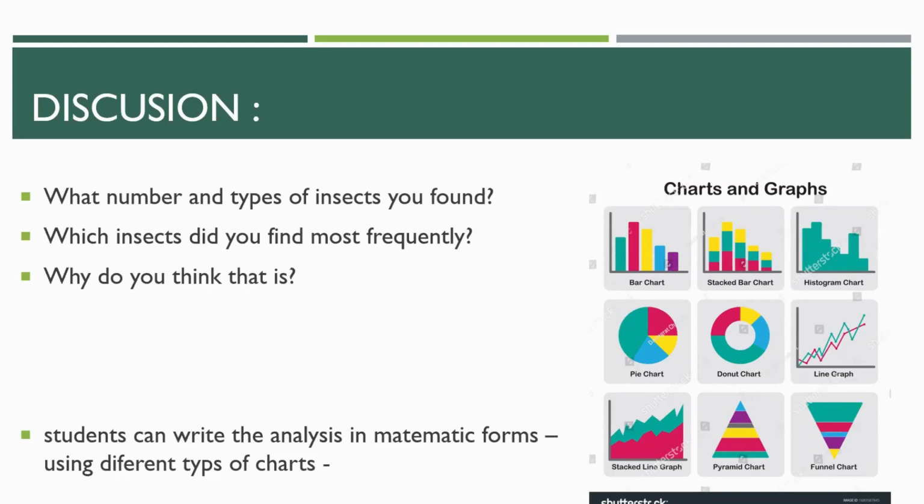Discussion. What number and types of insects did you find? Which insect did you find most frequently? Why do you think that is? This is a part where you can connect your results with mathematical forms and use the results to teach them how to make different charts and graphs like pie chart, bar chart, donut, line graph, etc.